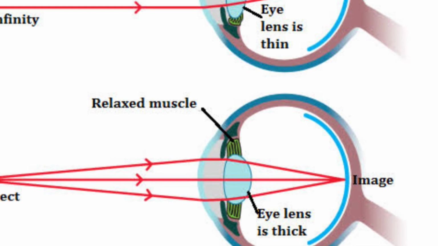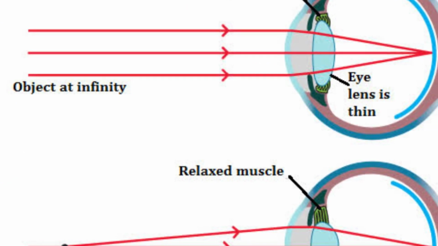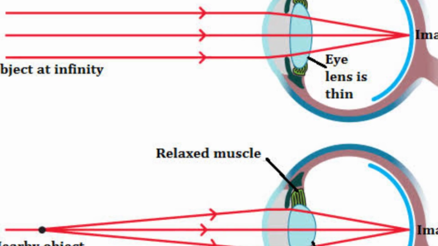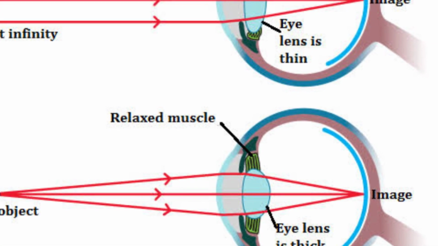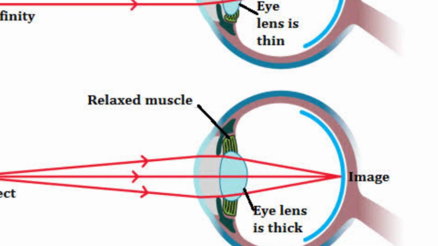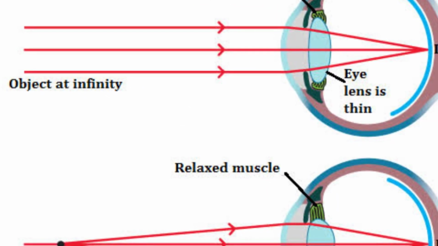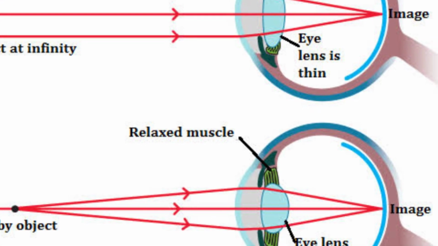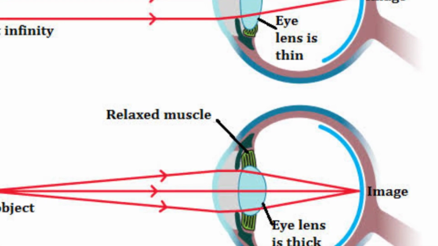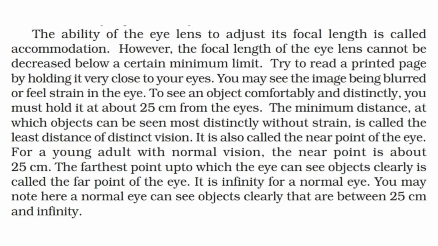Whenever the eye lens is thin, the focal length increases and we see objects at infinity. When the eye lens is thick, the focal length decreases and the object is nearby.